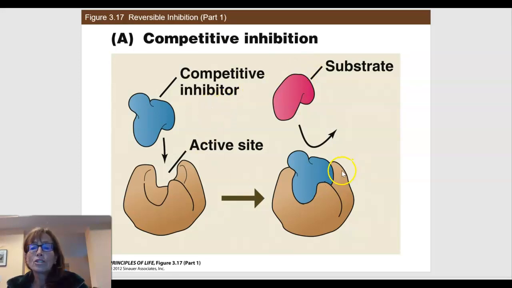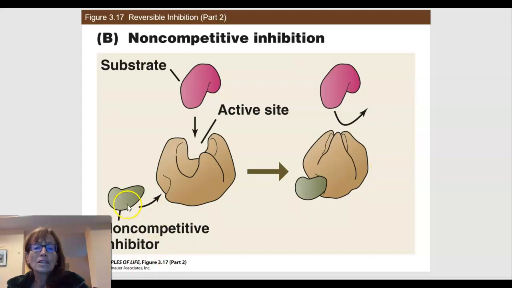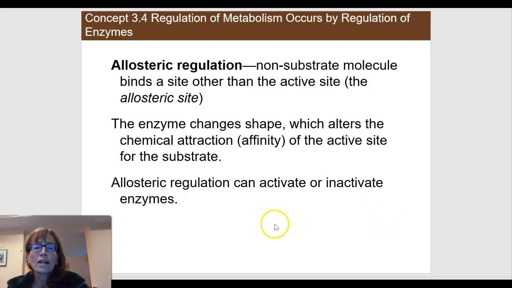So competitive inhibition, it's a good picture. We looked at that video. Non-competitive, you can see the inhibitor comes in other than at the active site, and in doing so changes the shape of the enzyme. It doesn't always necessarily close it entirely like they're showing here, but it changes it enough that the substrate doesn't fit into its active site very well. So allosteric, here's the term, is when whatever is bound is changing the shape of the enzyme at some location other than the active site.